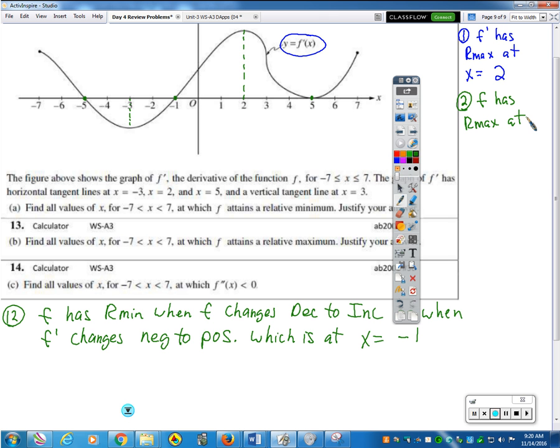Okay, change the wording. Here's a graph of f prime. I want to know where f has a relative max. At what x coordinate or coordinates? Raise your hand. Who knows? Where does f have a relative max? The definition didn't change. Any function has a relative max when that function changes from increase to decrease. The only thing that changed is we're looking at f prime.